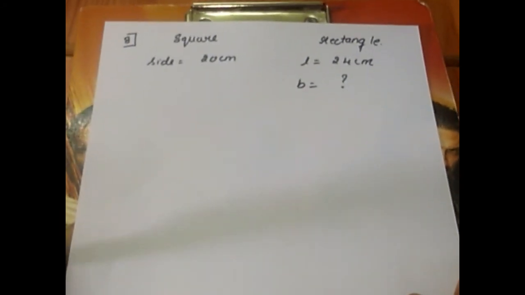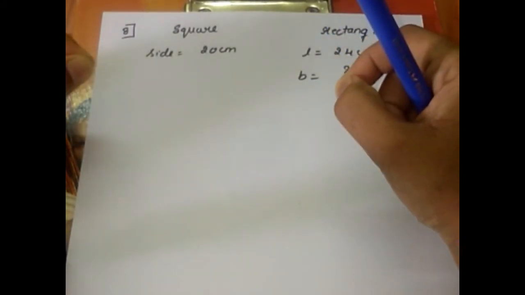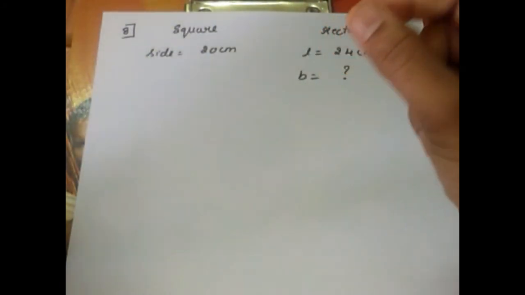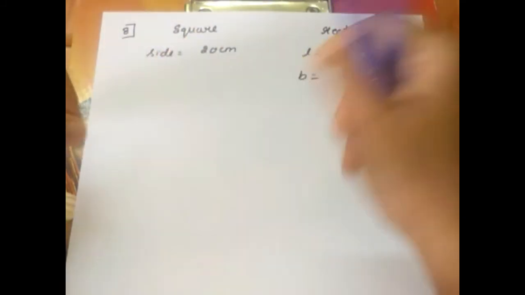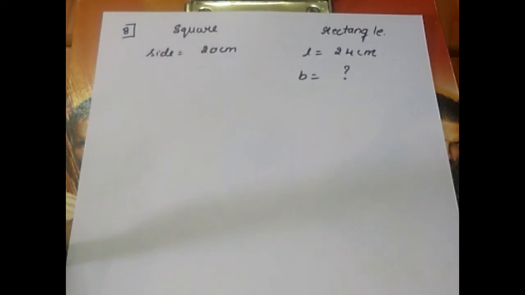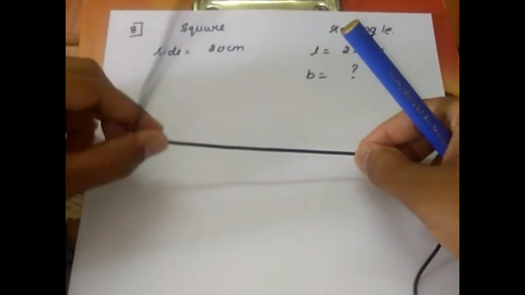So the question is very simple and we need to use our common sense. A piece of wire is taken and it is bent into the shape of a square. When the same wire is bent into the shape of a rectangle, what is the breadth if the length of the rectangle is 24 centimeter? If you consider a piece of wire, this is the length of the wire.